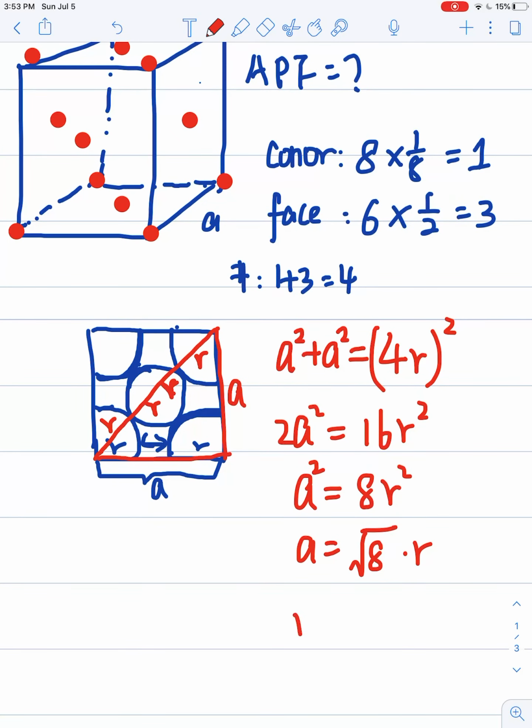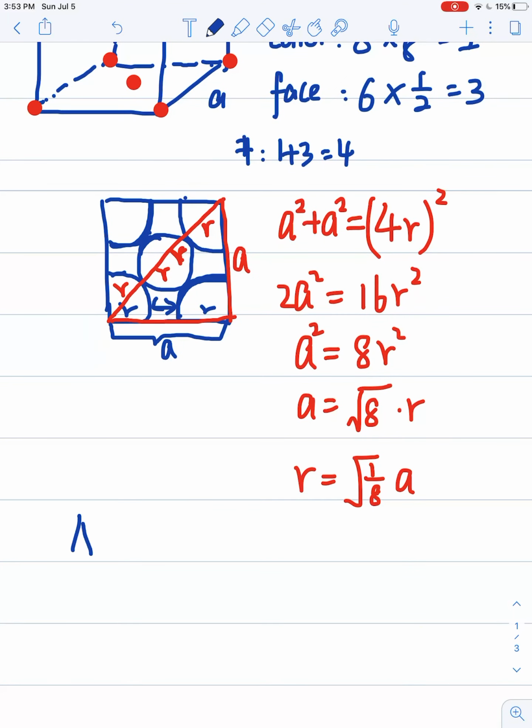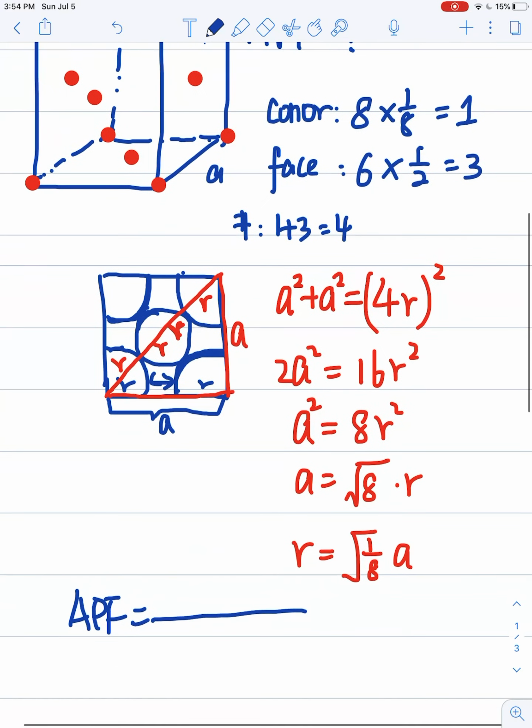Or another way, you can write R as square root of 1/8 times A. Okay, now we have found the relationship between A and R. We can start to calculate the APF, and find out the total volume of atoms inside of this unit cell.